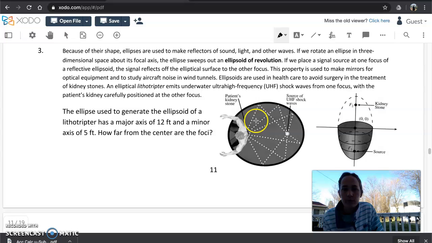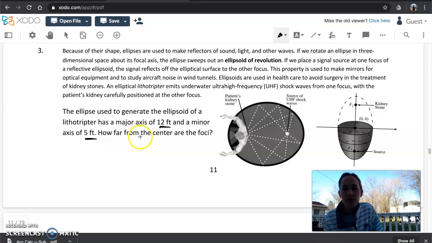So this diagram is supposed to be something called an elliptical lithotripter, which emits underwater ultra-high frequency shock waves from one focus with the patient's kidney carefully positioned at the other focus. I bet you never thought that foci would become such a focus, or should I say just so important in a lot of these everyday life situations. The ellipse used to generate the ellipsoid of the lithotripter, so you're talking about a cross section of this ellipsoid, has a major axis of 12 feet and a minor axis of 5 feet. I bet the math won't be too tough here.